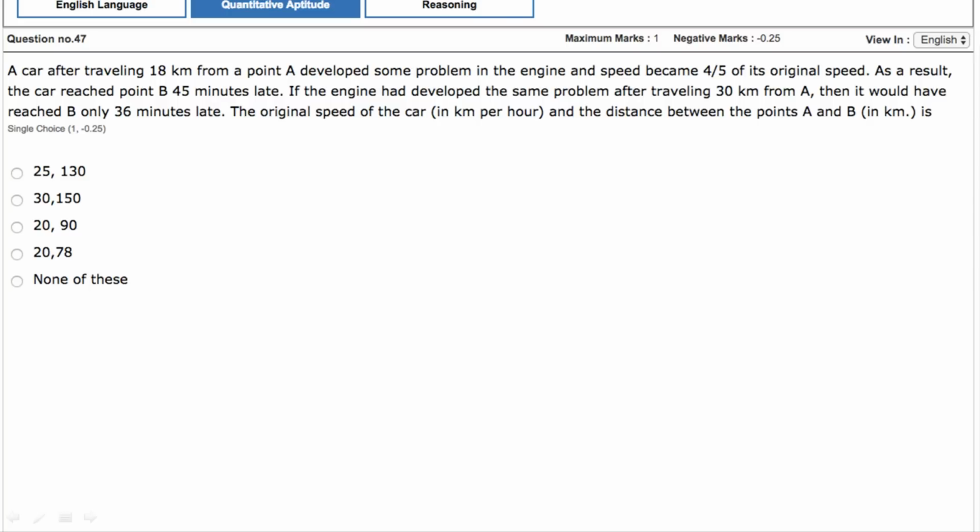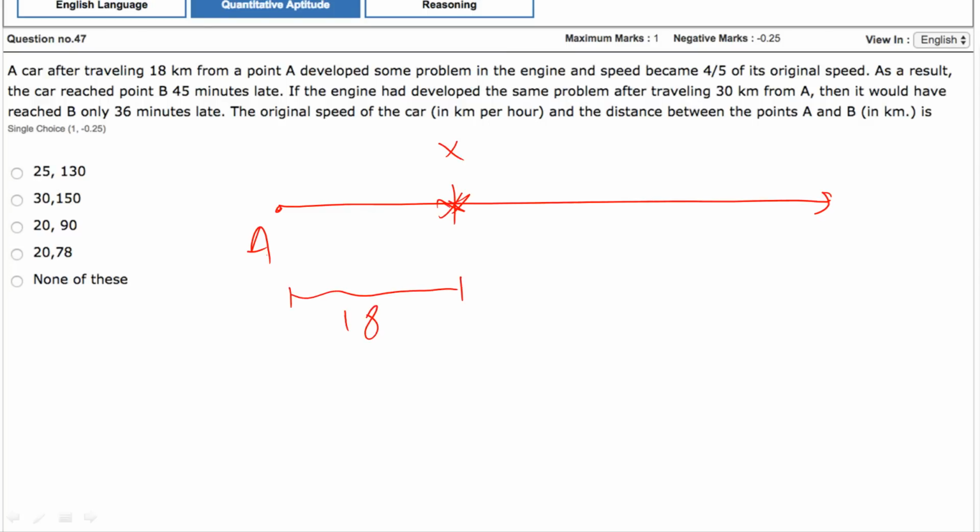A car, after having traveled 18 km from a point A, I'll explain that also. So this is point A and it starts moving, and after traveling 18 kilometers, at this point, let's call this point X, which is 18 kilometers from here, it develops a snag and the speed becomes 4/5 of the original. Now this speed has become 4/5 of the original.